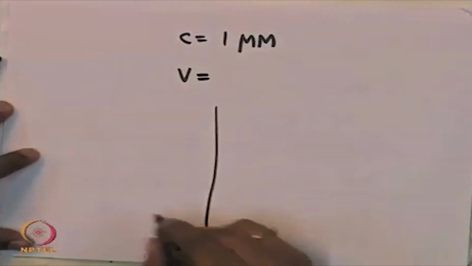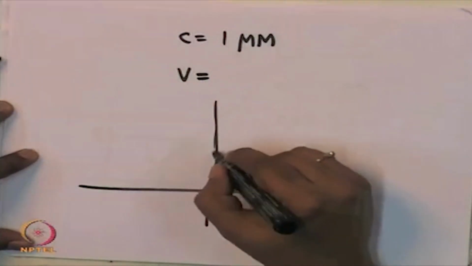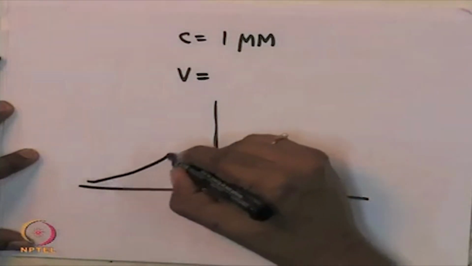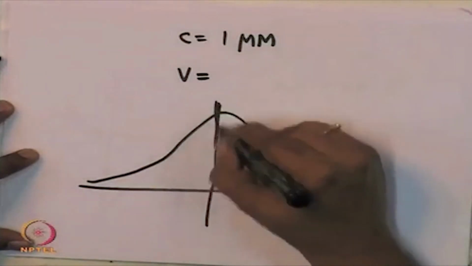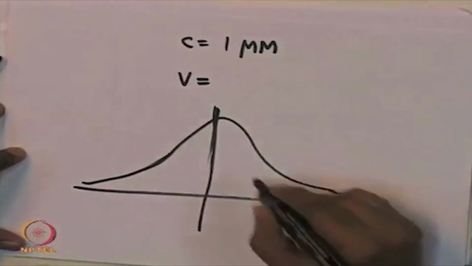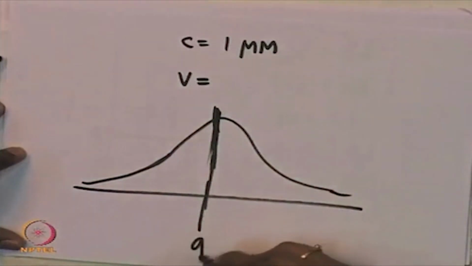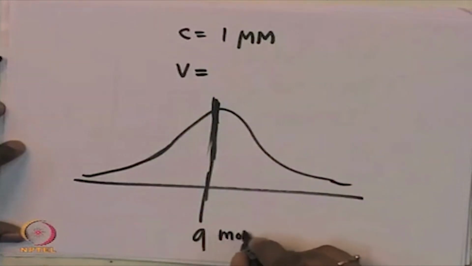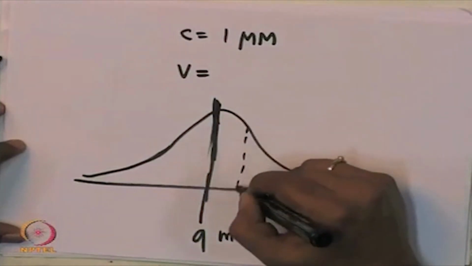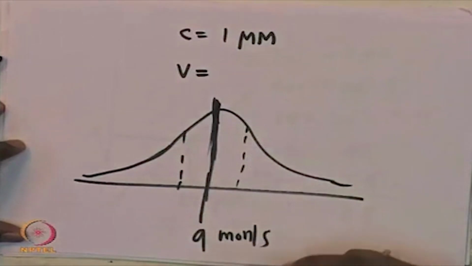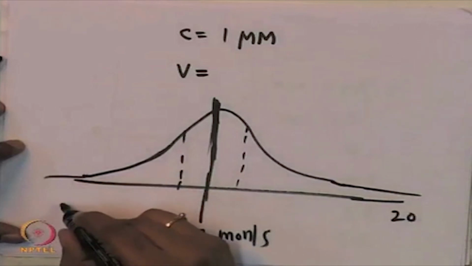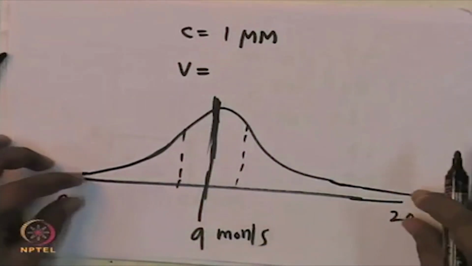So, now if I plot the value of V I got, what do I get? I might get some Gaussian-like distribution like this. I meant to draw a Gaussian, a normal distribution. This is 9; we expect to get 9 monomers per second. Most of the time you will get 9, some of the time you will get 9.1, some of the time you will get 9.2. So, the probability of getting 20 or the probability of getting 0 is very small.